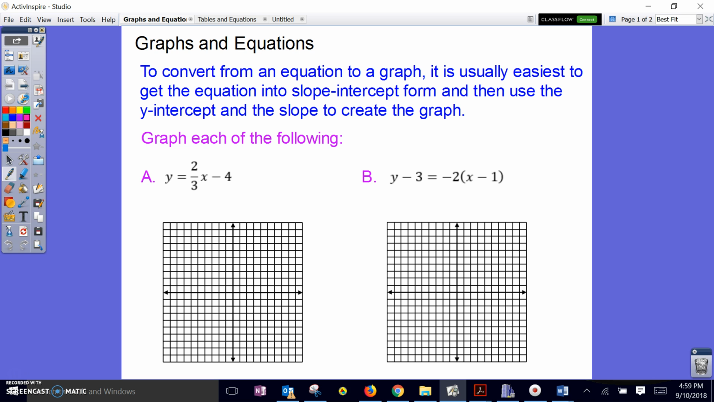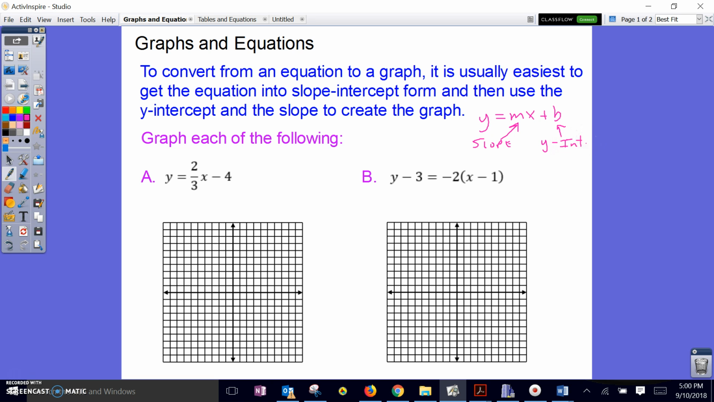So to convert from an equation to a graph, it's usually the easiest thing for us to do to get the equation into slope-intercept form, which you should know is y equals mx plus b, and then use the y-intercept and the slope to create the graph. When we have them in slope-intercept form, the number in front of the x, the coefficient, represents the slope of the graph, and whatever number is being added on the end represents the y-intercept.